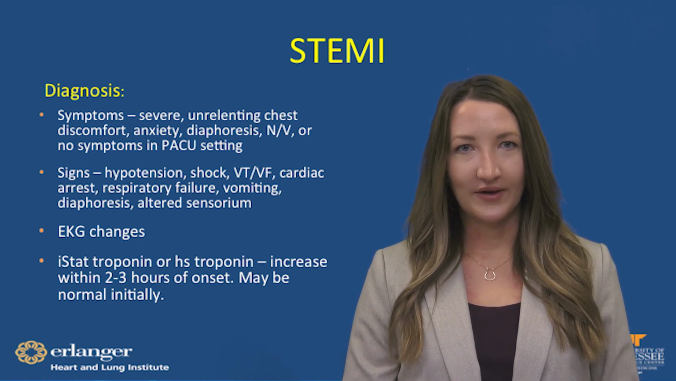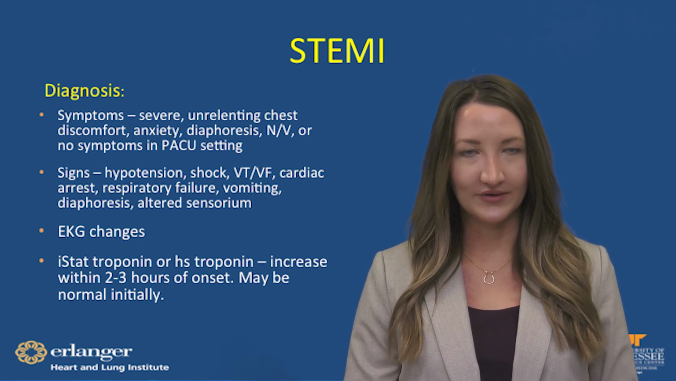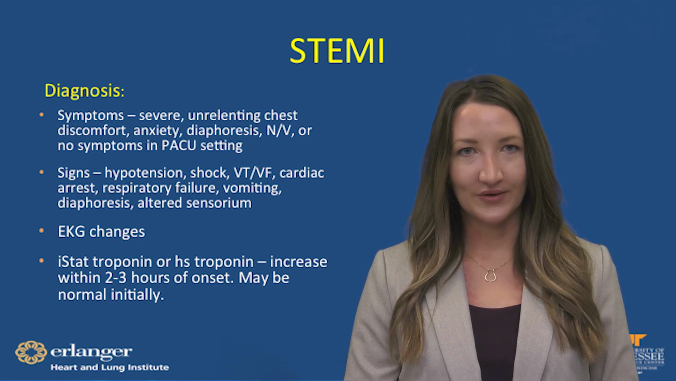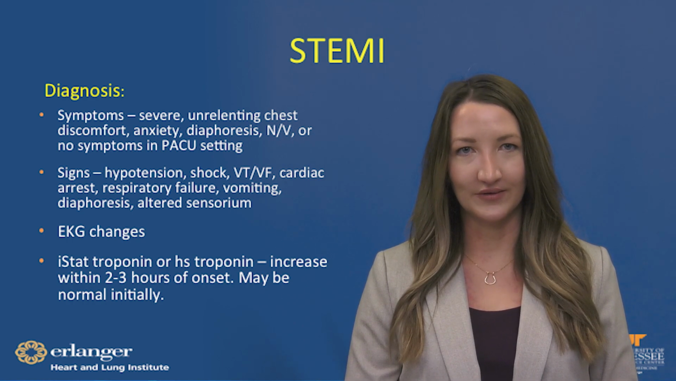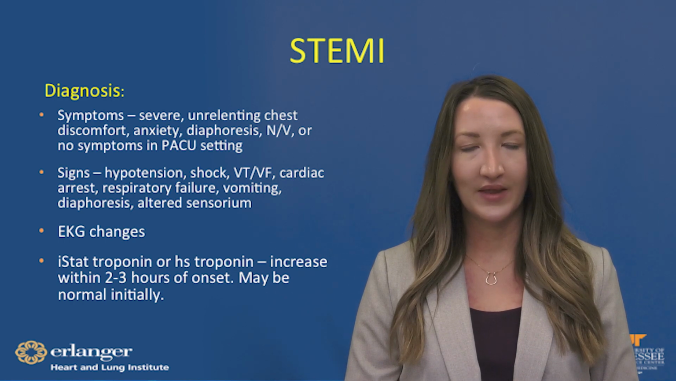And it's important to note that when you check a troponin in a patient with a STEMI, the initial troponin may be negative or normal. And that's because troponin does not rise in the bloodstream until about 2 hours after the initial insult. And with STEMI, it's an acute total occlusion, so it's going to take time for the troponin to be elevated. So don't rule out a STEMI based on an initial normal troponin.